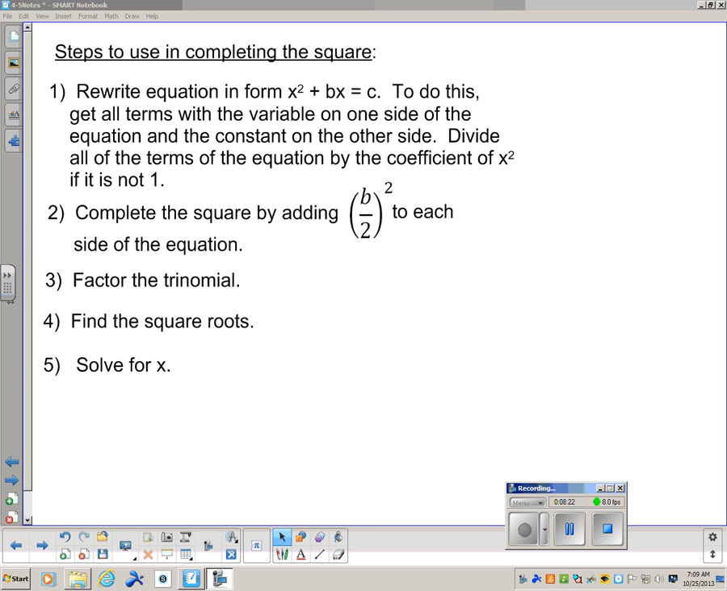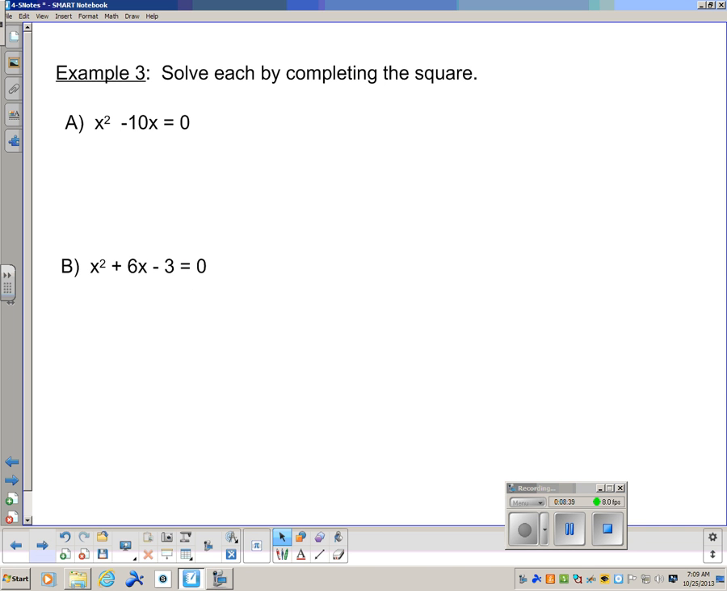We're going to keep these pretty basic though, and I don't think we're going to look at any where you've got an a term. But basically, to complete the square, we add b divided by 2, squared, to each side of the equation. We're going to factor it, find the square roots, and solve for x. So let me walk through one of these. We don't have anything in front of the x squared besides a 1 there.